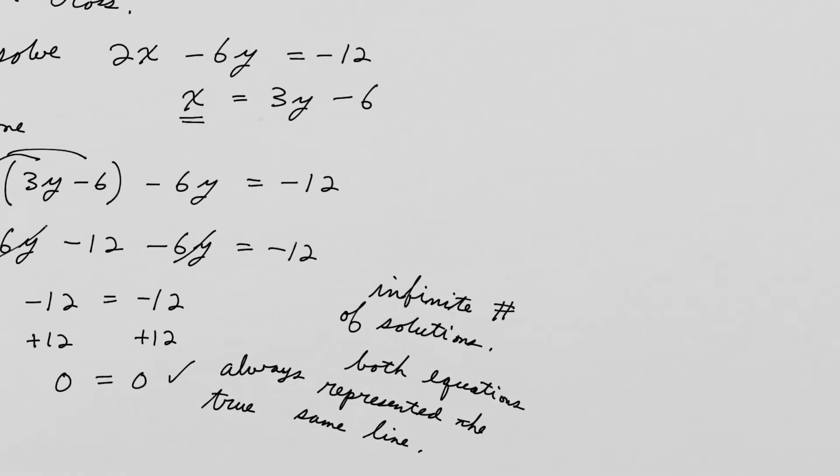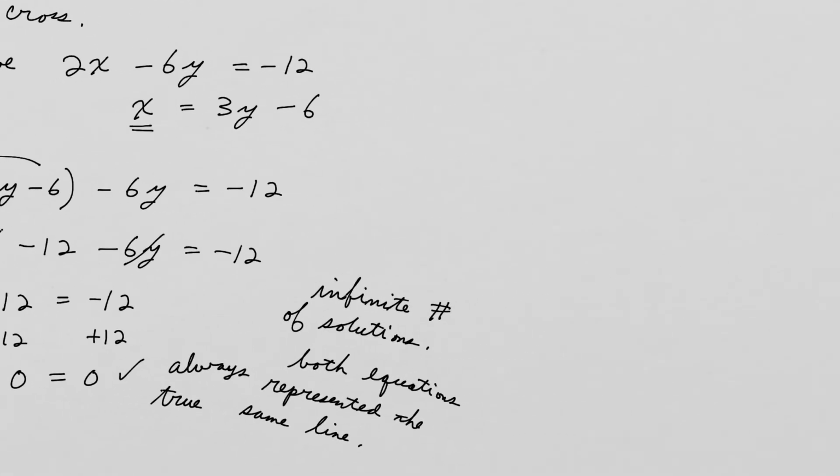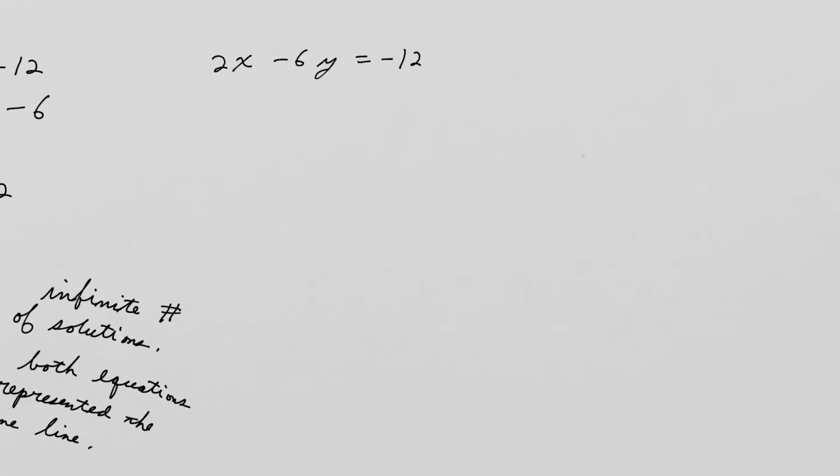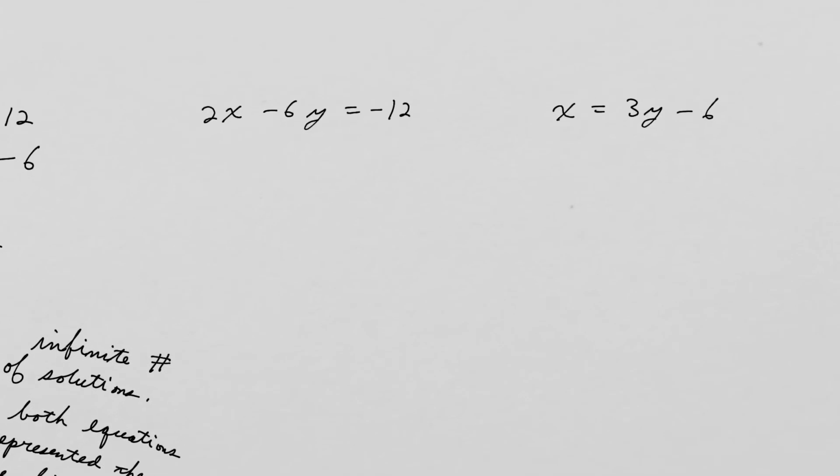So, here, let me move this over a little bit. So I have 2x minus 6y equals negative 12. And then the other one was x equals 3y minus 6. Let me show you that they're both really exactly the same equation. Let's put them in y equals mx plus b form, because then it's easy to see that they're exactly the same, okay?